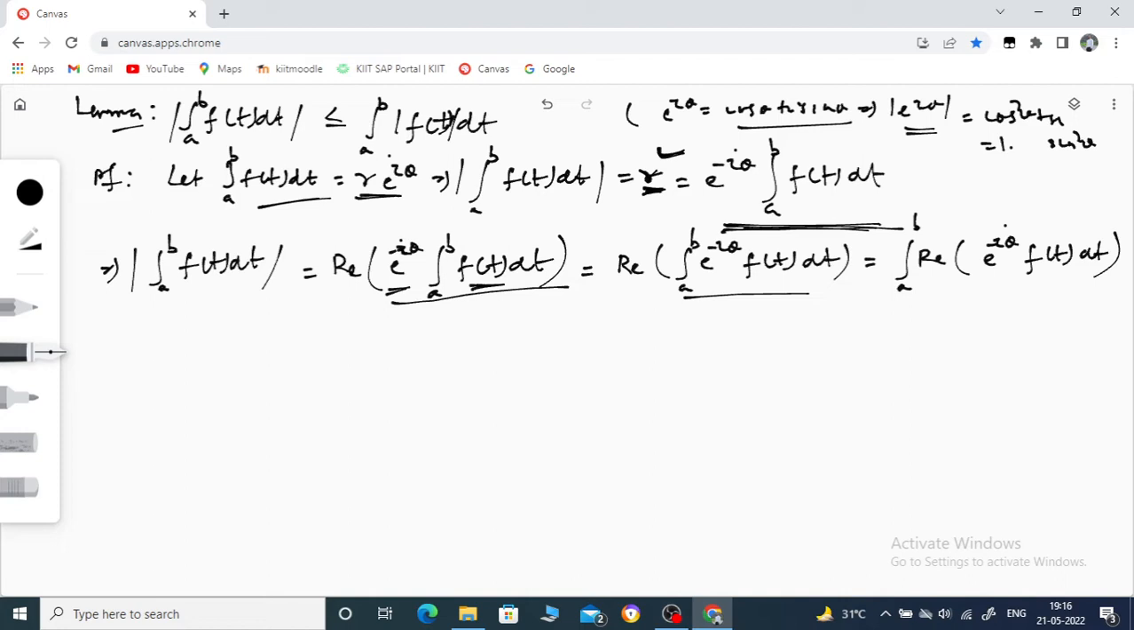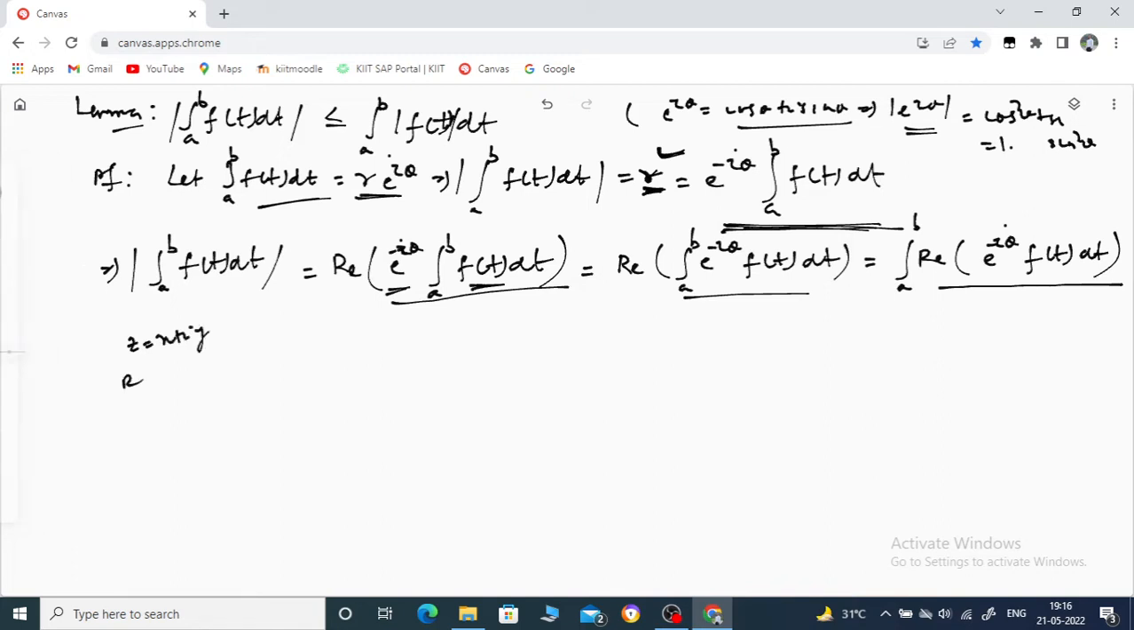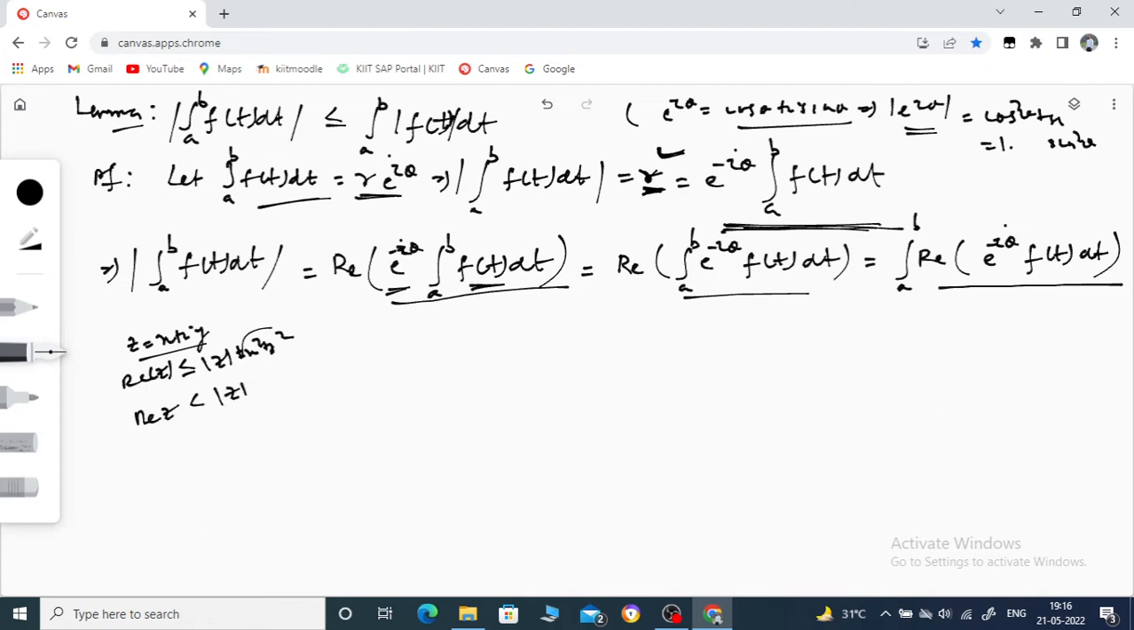Okay, this real part can also go inside this integration. Then what we can write, the real part of this one we know already. If z is x plus iy, then real z is always less than its modulus. Its modulus is the square root of x squared plus y squared. So we always know that real z is always less than mod z.